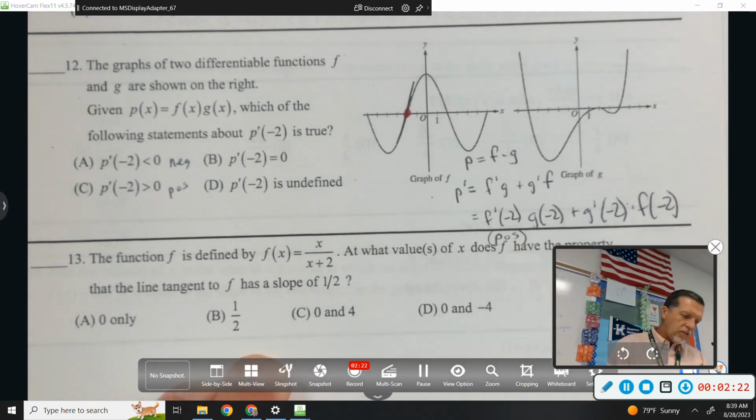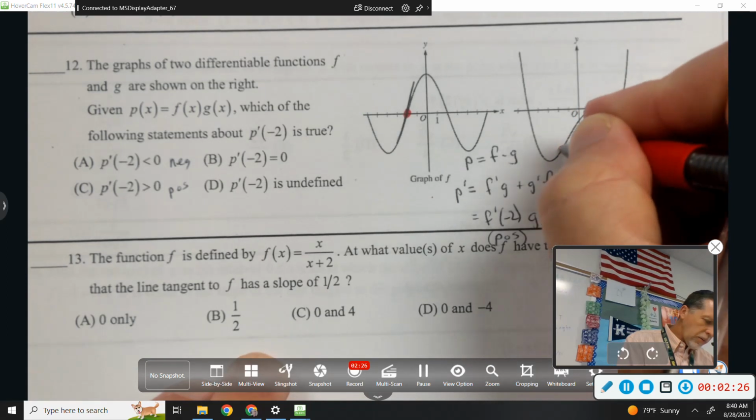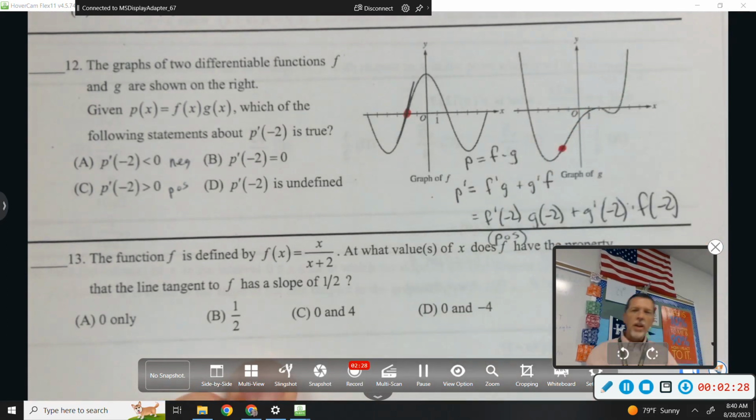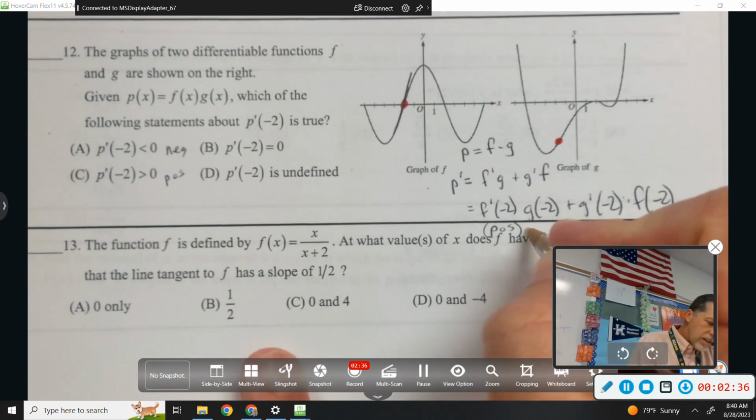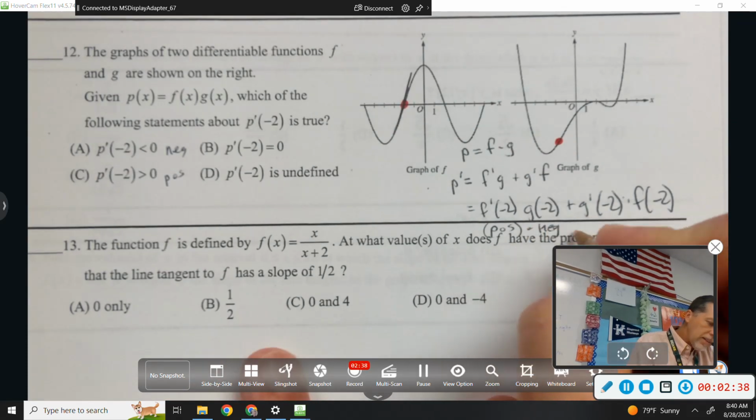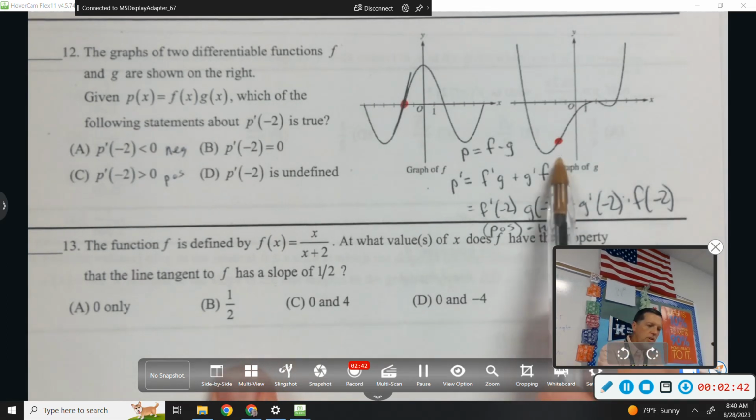G at negative 2, that would be down here somewhere. What would we say about g at negative 2? Positive, negative, or 0? Negative, because it's the function, not the slope. So positive times negative plus g prime at negative 2.